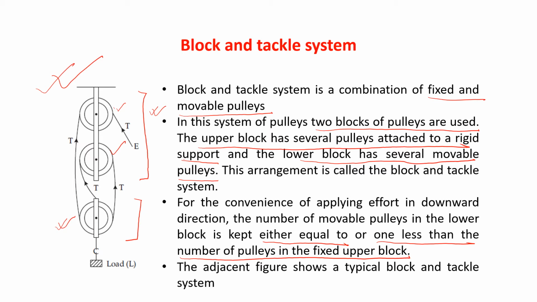Now you can see that the upper block is having two pulleys, this one and this one. And the lower block is having one less than these two. And these three pulleys are attached. That means these two blocks are attached with a string, a single string.